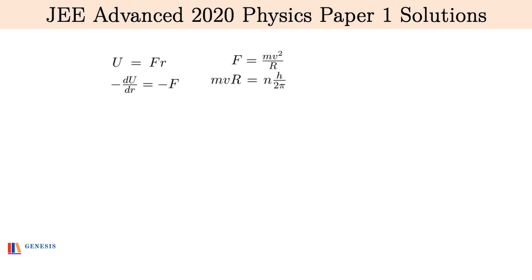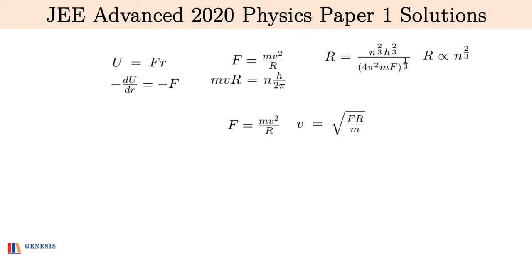Eliminating v from these two equations, we get r is equal to n power 2 by 3, into h square by 4 pi square mF whole raised to 1 by 3. And this tells us that the radius r is proportional to n power 2 by 3. Also, from the equation F is equal to mv square by r, we get v is equal to root Fr by m. And this gives us that v is proportional to root r, and therefore it is proportional to n power 1 by 3. This gives us the proportionality of r and v on n.